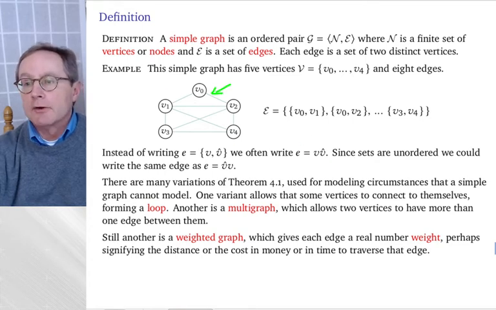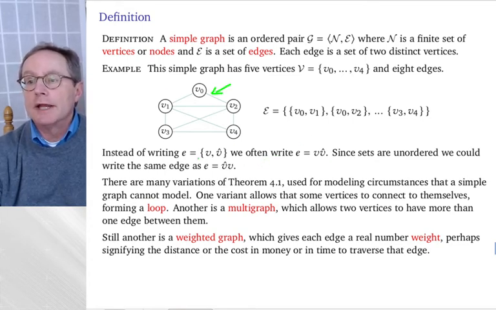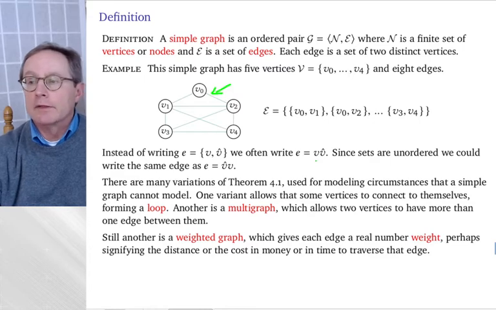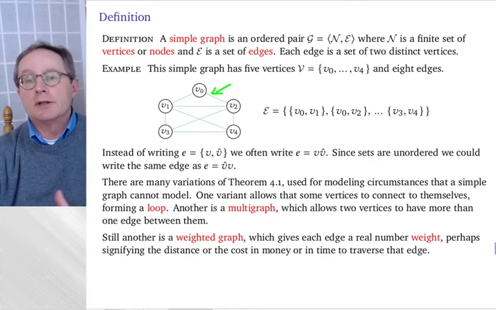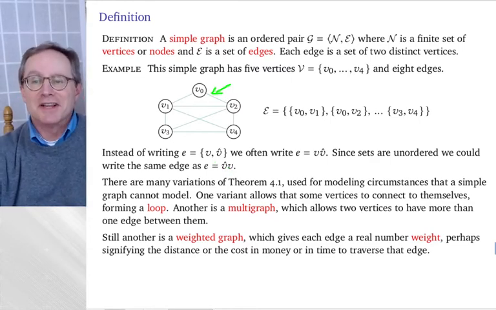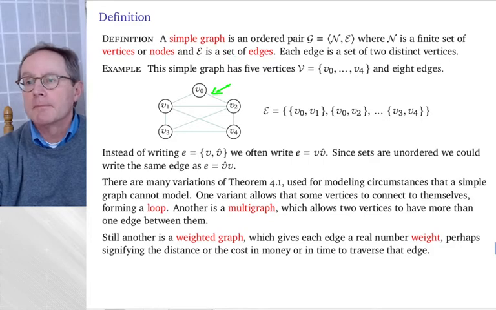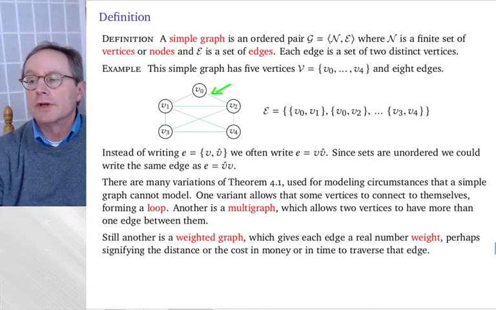Just as a matter of convention, instead of writing the set V comma V hat, we usually just write E as VV hat. That's awkward because sets are unordered, so we could write the same edge as V hat V, but it's a big time saver. It saves a lot of effort, so we're going to live with the awkwardness. Now there are lots and lots of variations on this definition.